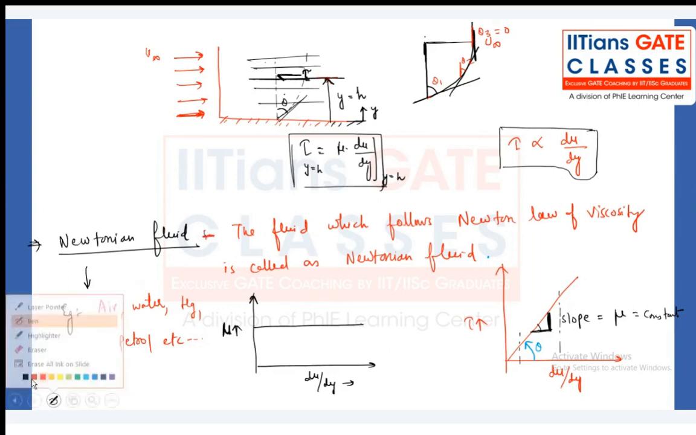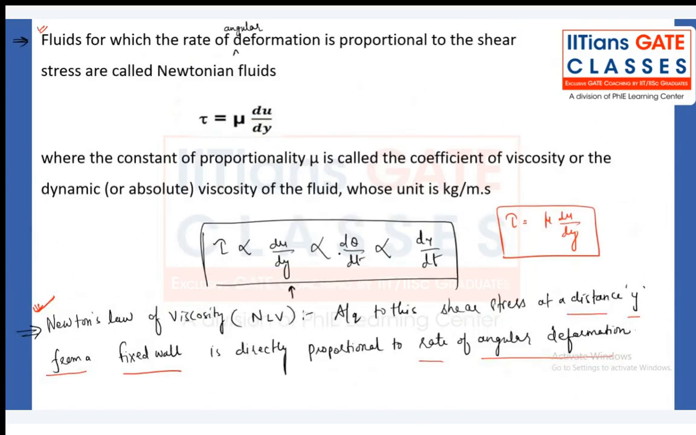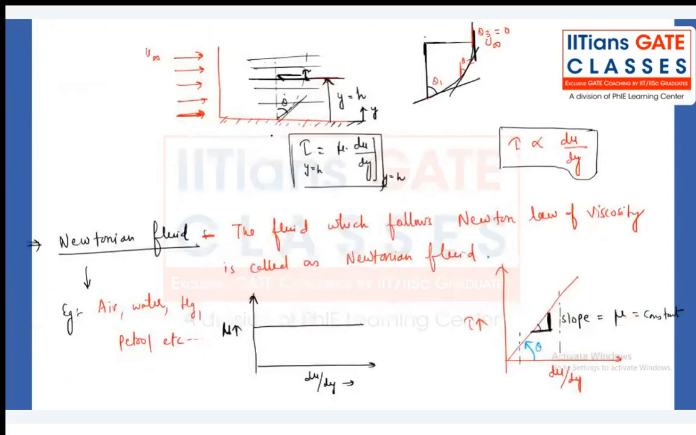Again, note down one more definition. Again, it's the same definition only. Whatever the definition for Newton's law of viscosity, the same definition goes for the Newtonian fluid also. The fluid which follows Newton's law of viscosity will be called a Newtonian fluid. In our previous slide, what we have written: the fluid for which the rate of angular deformation is directly proportional to shear stress. This line is also Newton's law of viscosity, right? So directly what we can say, the fluid which follows Newton's law of viscosity will be called a Newtonian fluid. What are the examples? Air, water, mercury, petrol, diesel, etc.